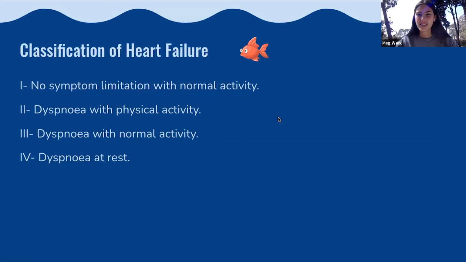Classification of heart failure, this isn't super high yield, but just class 1 means no symptom limitation of normal activity, class 2, dyspnea with physical activity, class 3, dyspnea with normal activity, and class 4, dyspnea at rest, that's just shortness of breath.